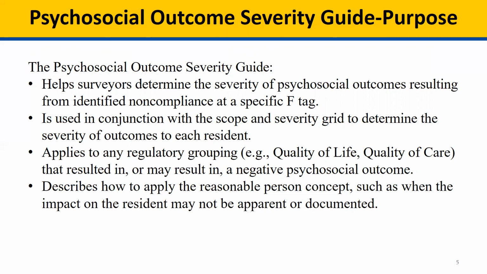Also, the guide applies to any regulatory grouping, such as quality of life or quality of care, that resulted in or may result in a negative psychosocial outcome. Lastly, the guide describes how to apply the reasonable person concept, such as when the impact on the resident may not be apparent or documented.